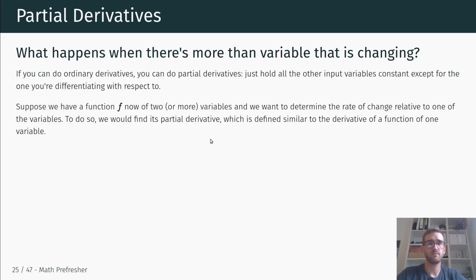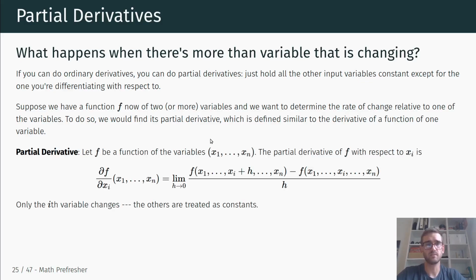So suppose we have a function f that is now a function of two or more variables like x and y, or x1 and x2, and we want to determine the rate of change relative to one of the variables. To do that, we basically just take the partial derivative and hold the other variable constant and only use one variable as changing, and take the derivative with respect to that variable. Again, treating the other variable as if it was a constant.